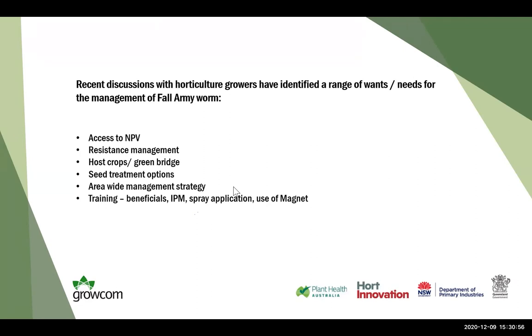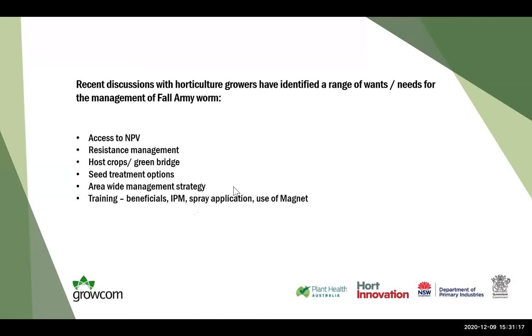So I think the peer pressure aspect was really important too. If you're looking at a resistance management strategy that's implemented across the district, or you're looking at reducing the broad spectrum used to encourage natural enemies and support releases and things like that, the peer pressure was incredibly important in terms of how people made their decisions.